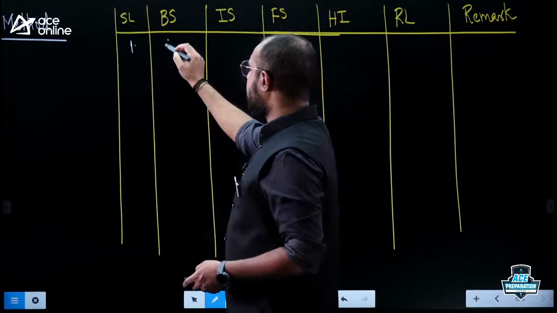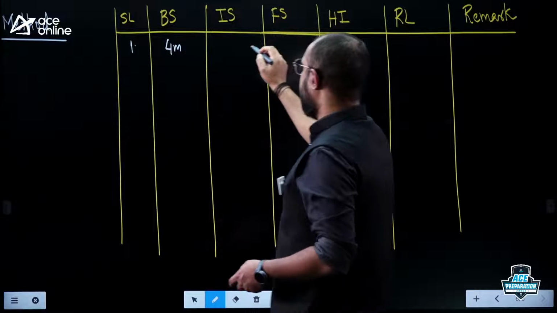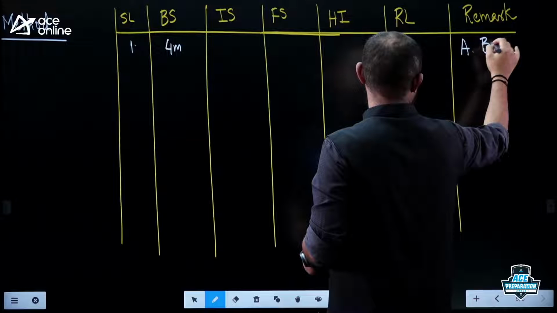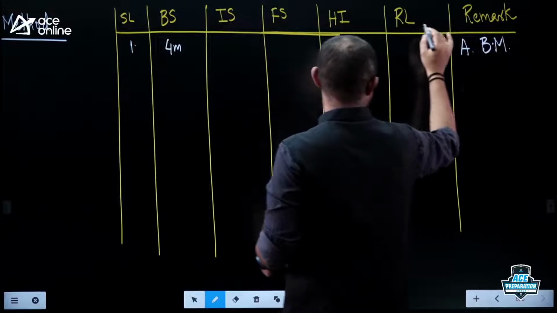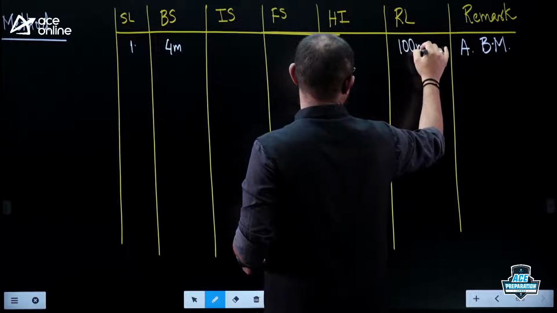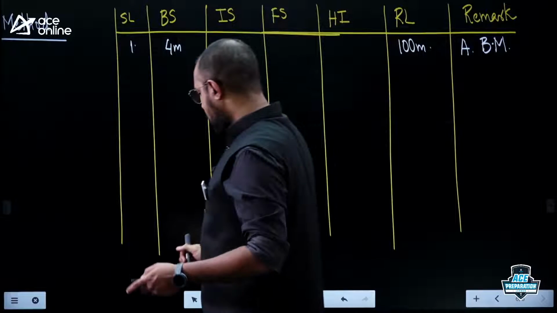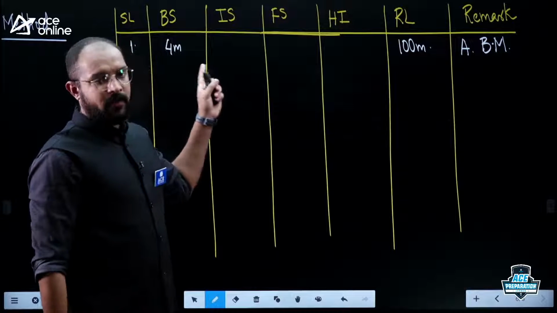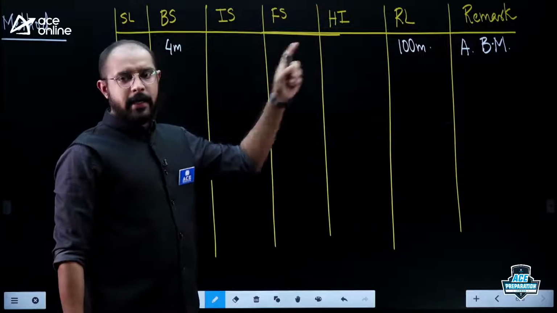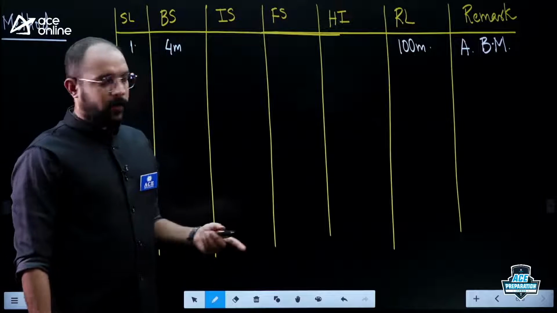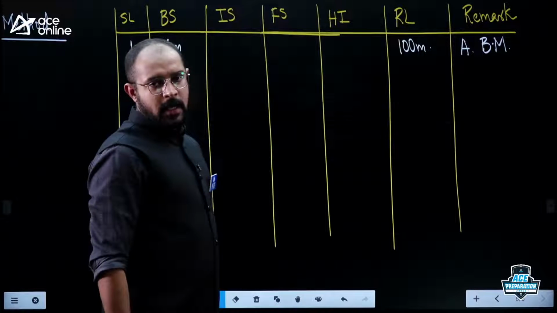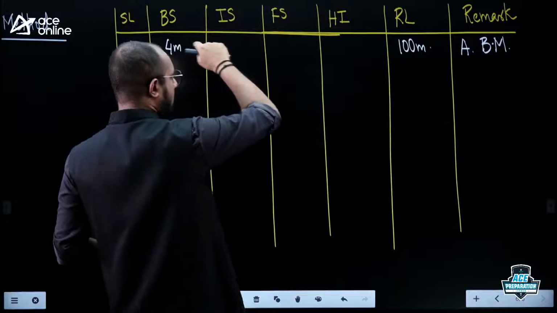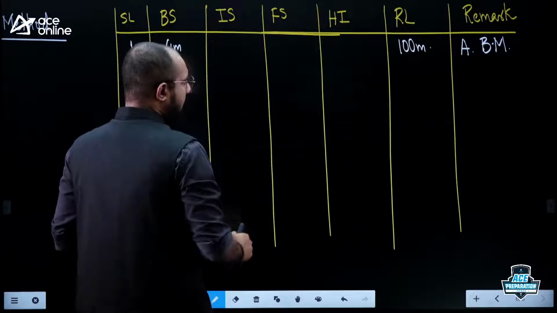So the first reading that you have taken is nothing but a backside of 4 meter. Where have you taken it? Upon a point A. What is point A? Point A is nothing but a benchmark. What do you know about the benchmark? You always know the reduced level of the benchmark. Now always remember this particular point. Whenever there is an entry in the backside column, immediately you can calculate the height of the instrument. What is the formula? Reduced level of benchmark plus backside.